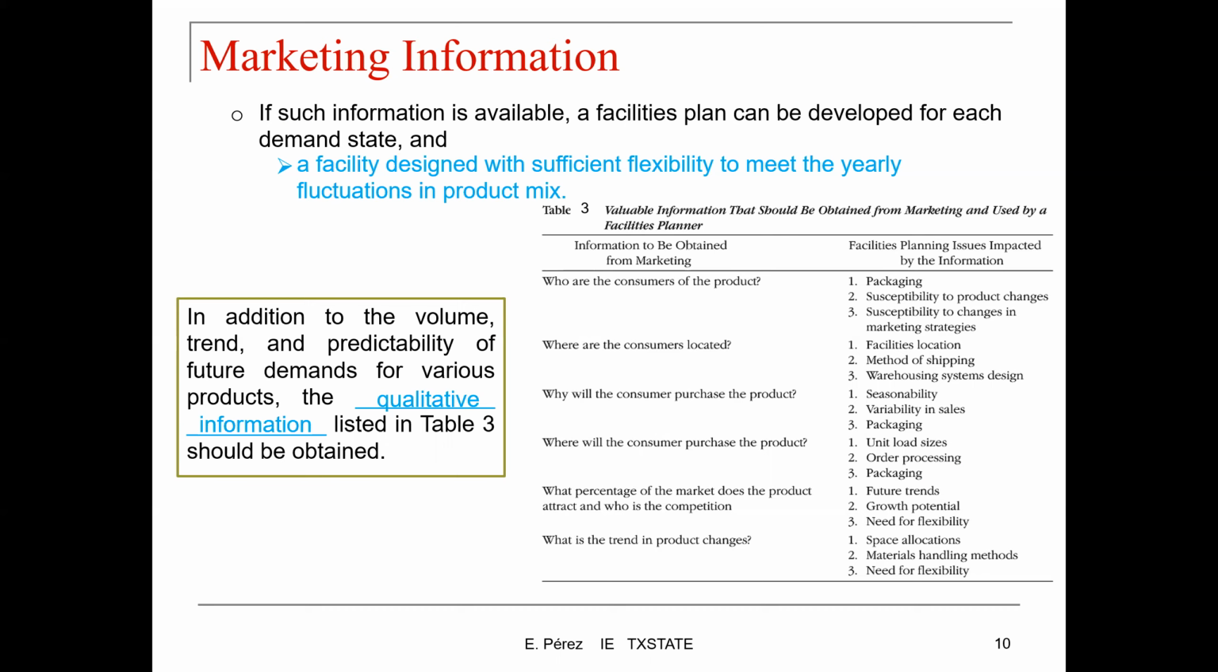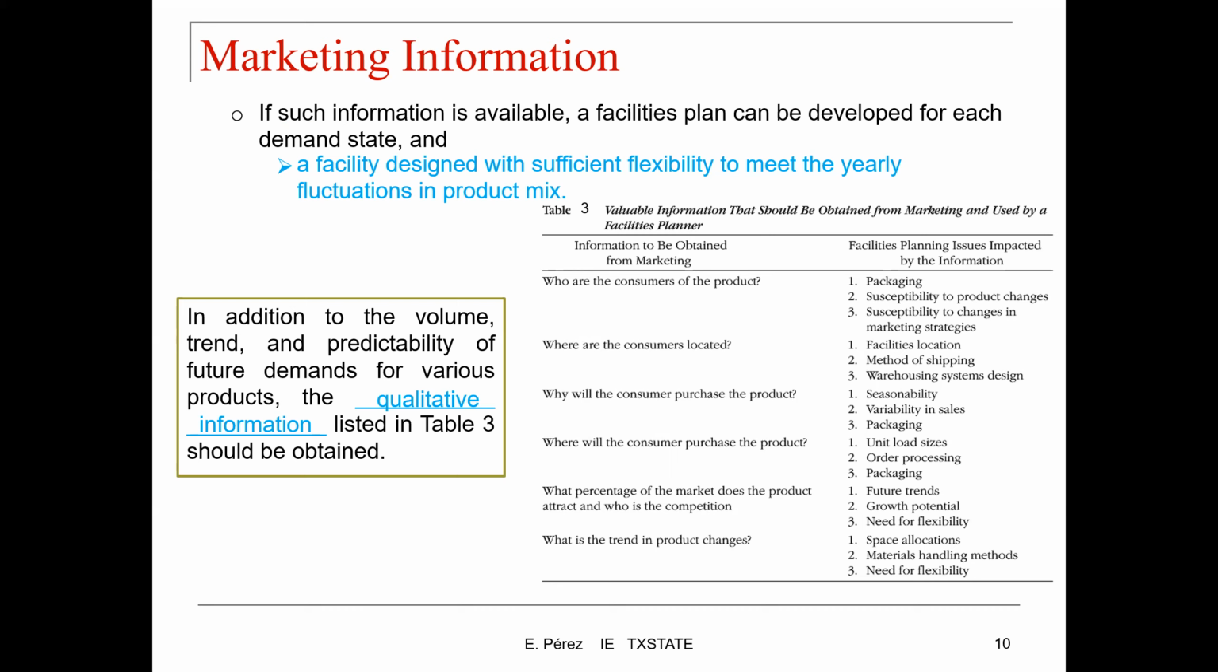Where are the consumers located? That can help us plan for the location of the facility, the methods of shipping, and the warehousing system design. Why will the consumer purchase the product? Is it something that is based on seasonality, like Christmas decorations? Is there any variability in sales, like for products that are typically purchased for school? So you might see variability in sales.